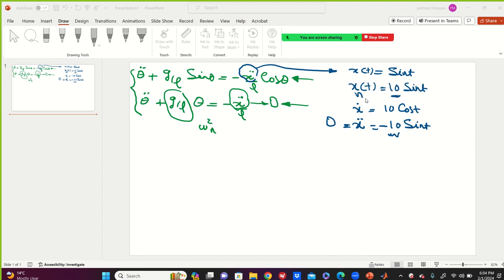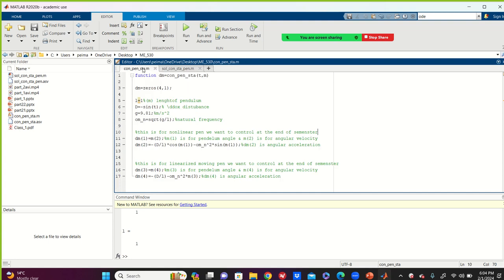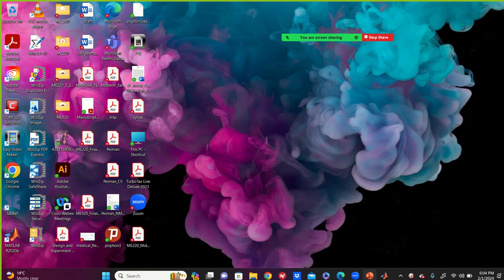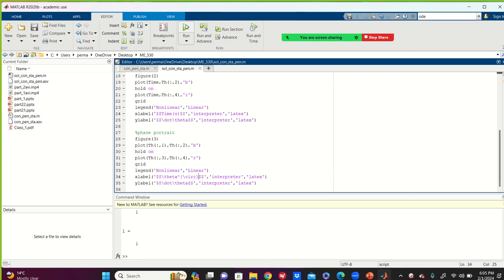There we go. Okay, so here you have to say the disturbance is 10. Okay, you got it? Do we have another MATLAB running? Oh, okay, good. Okay, I just increased the amplitude of the disturbance. Now let's see what we have.